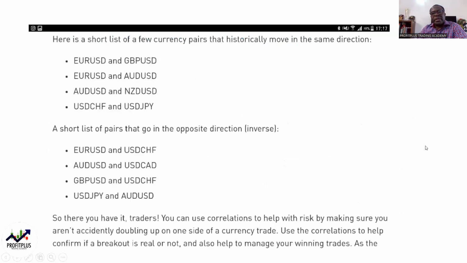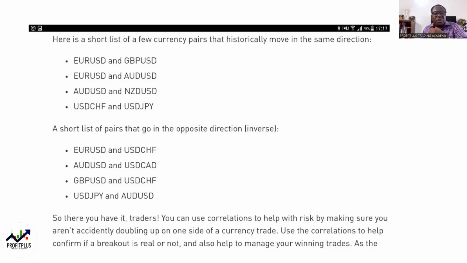Okay, and we have some schools of thought. I'm going to show you a list. Here is a list of a few currency pairs that historically move in the same direction. Currencies that move in the same direction are positively correlated. We have these examples: the euro dollar and the pound dollar pair move in the same direction. The euro dollar and the Aussie dollar move in the same direction. The Aussie dollar and the Kiwi move in the same direction. Again, the dollar Swiss franc and the dollar yen move in the same direction.